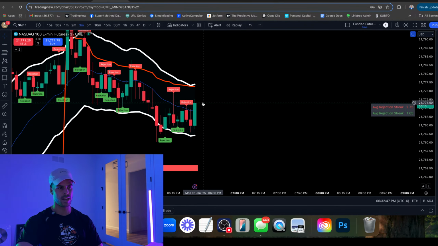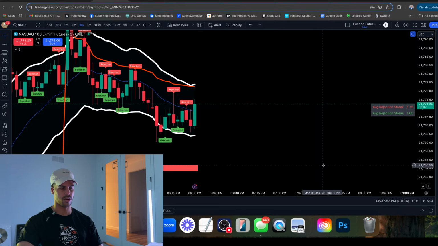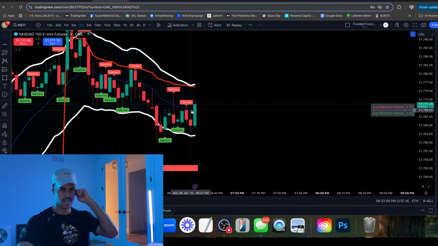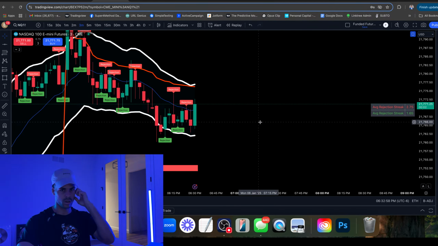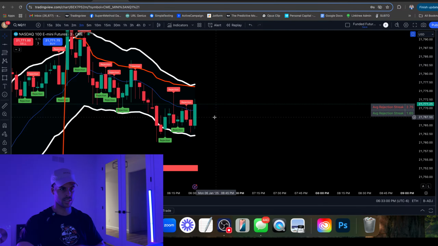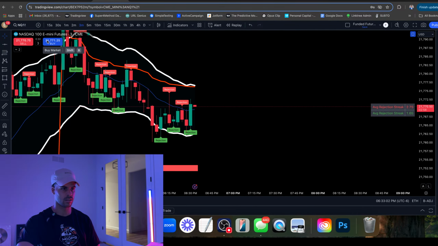And part of me thinks that we're going to try and push and touch VWAP here. Part of me thinks that we're going to get up close to it and then get punched down. Now let's see what this candle finishes at and where the new one opens, but I'm going to take a long going into this next candle here. Let's see where it opens. Okay, go long right there.